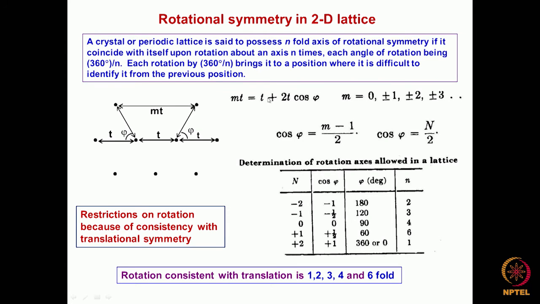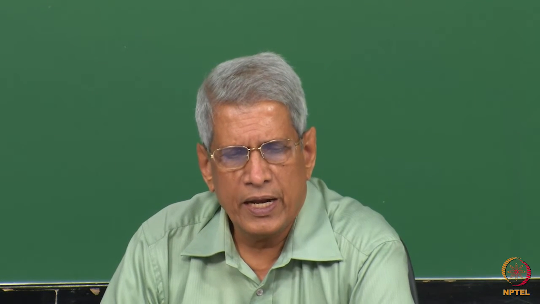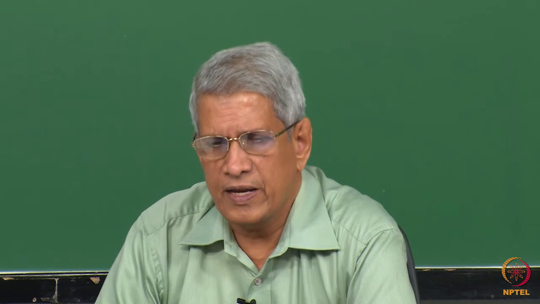So this mt is nothing but t plus 2t cos theta, and if you do all the mathematical operations, then we can find out that the rotations which are possible, which are consistent with translational symmetry, are 1-fold, 2-fold, 3-fold, 4-fold and 6-fold. These are the only types of rotational symmetry which are consistent with translational symmetry.